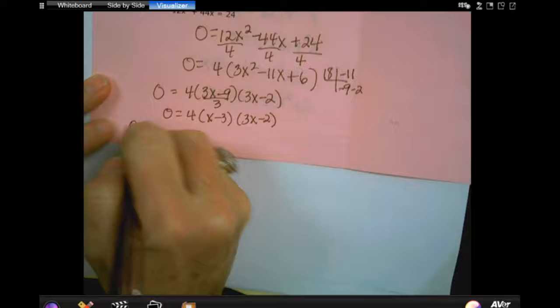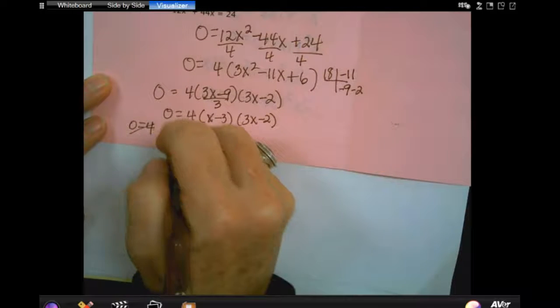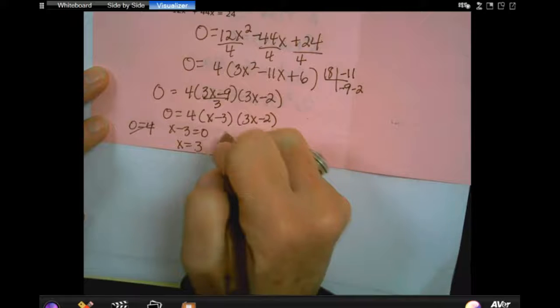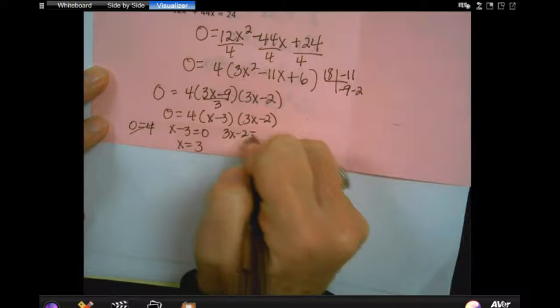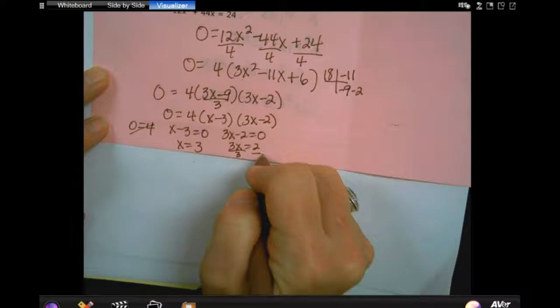So I have 0 equals 4. Can't do anything with that one. x minus 3, so this one is going to be a positive 3. And then 3x minus 2, I'm going to add the 2 and divide by 3. So my x is 2/3.